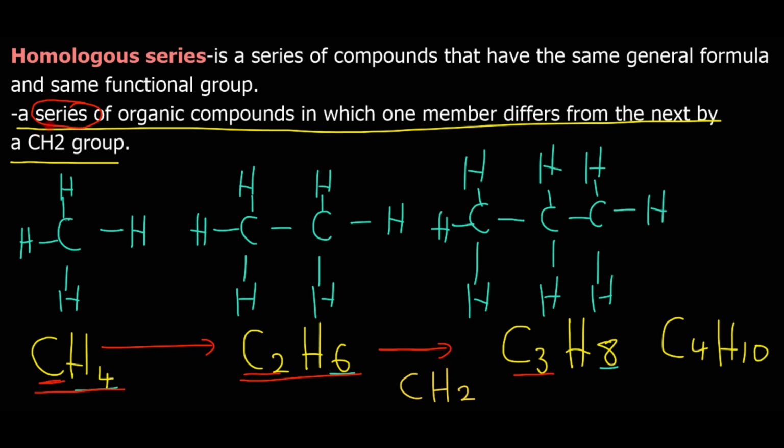That is why it says it's a series of organic compounds in which one member differs from the next by a CH2 group. So this is the definition of a homologous series.